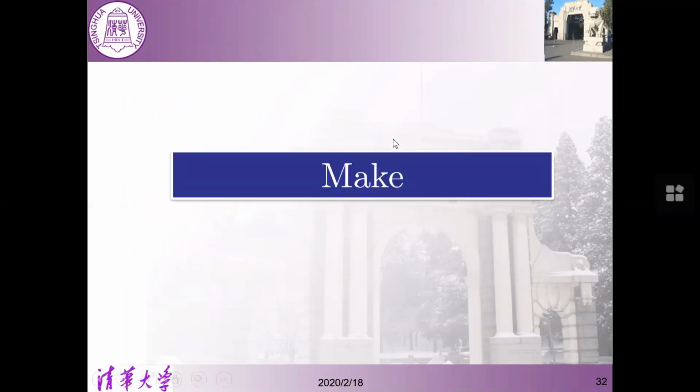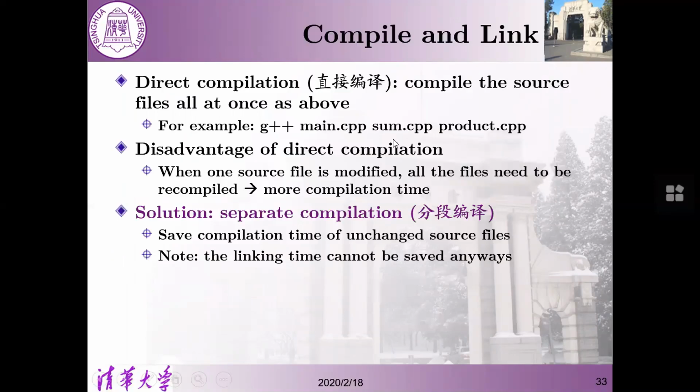Okay, and then now we will learn something about make. We just mentioned that when we compile the code, we just use g++ with all the source files. This is called direct compilation. Compile the source files all at once. And there's some disadvantage of this direct compilation. When one source file is modified, all the files need to be recompiled. If we modify one, then we compile all of them.